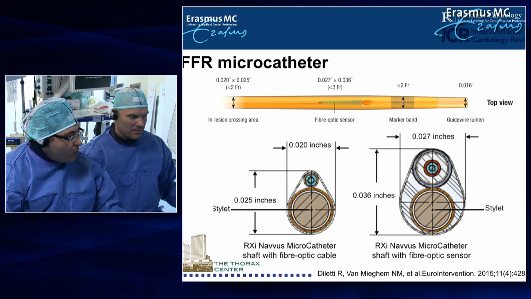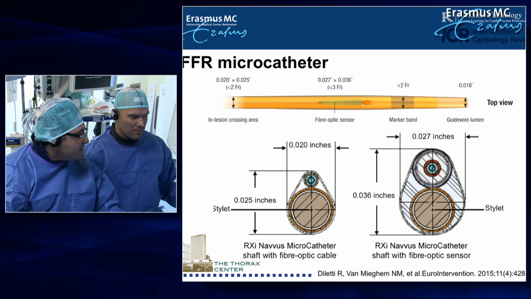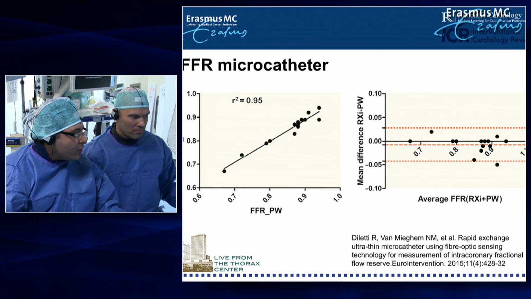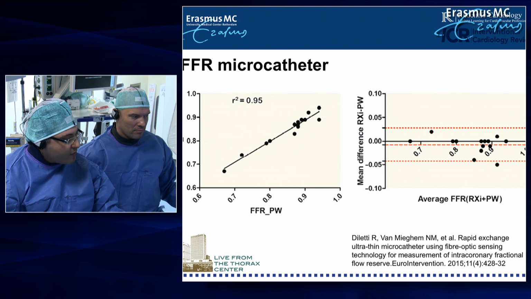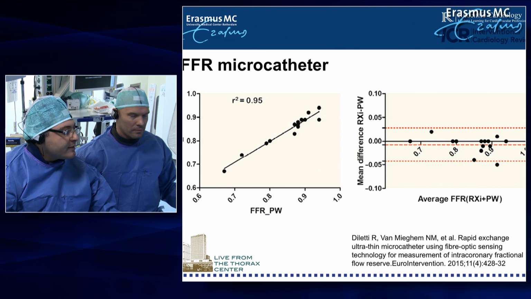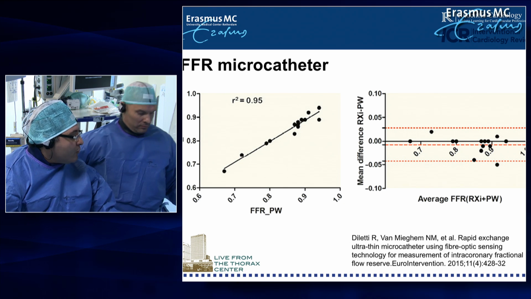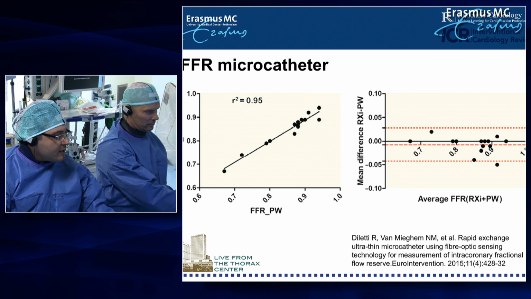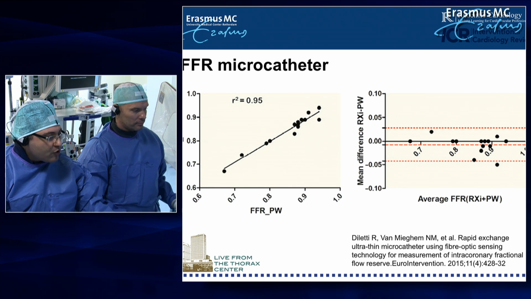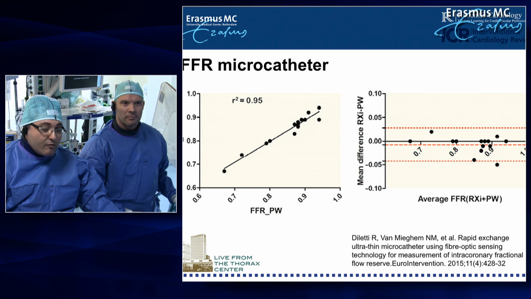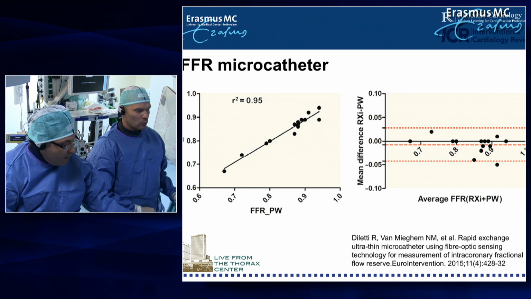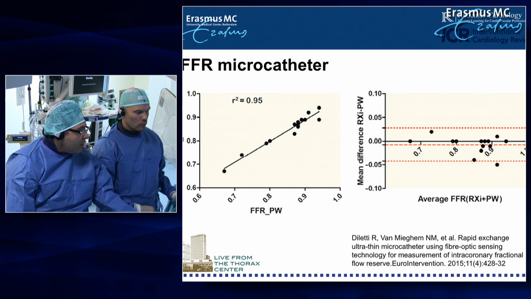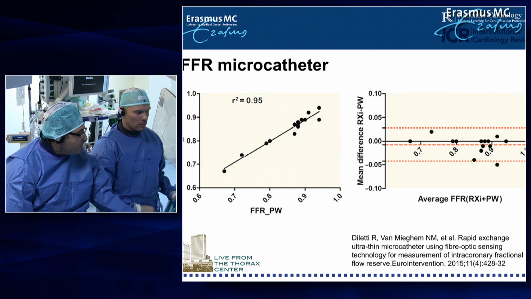So we proceed with the use of this microcatheter, and we made some assessment also in comparison with a normal FFR. You see here some cases that we performed with standard FFR and with the microcatheter, and you can see that there is a very reasonable correlation, and also the Bland-Altman is very reasonable in terms of values for normal FFR and for microcatheter.